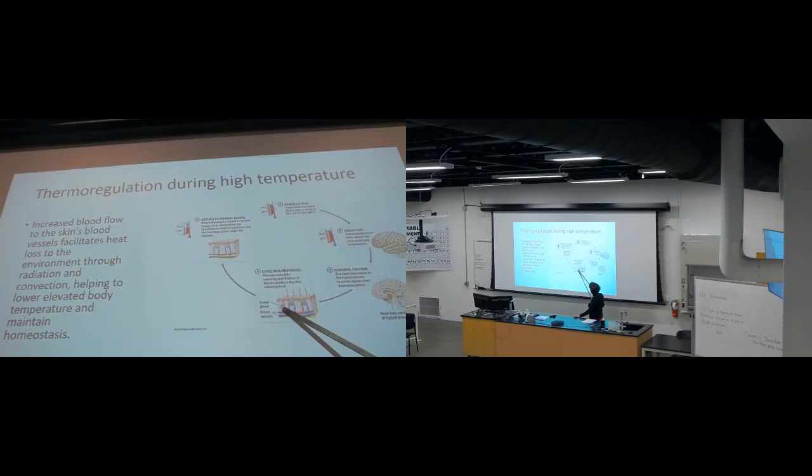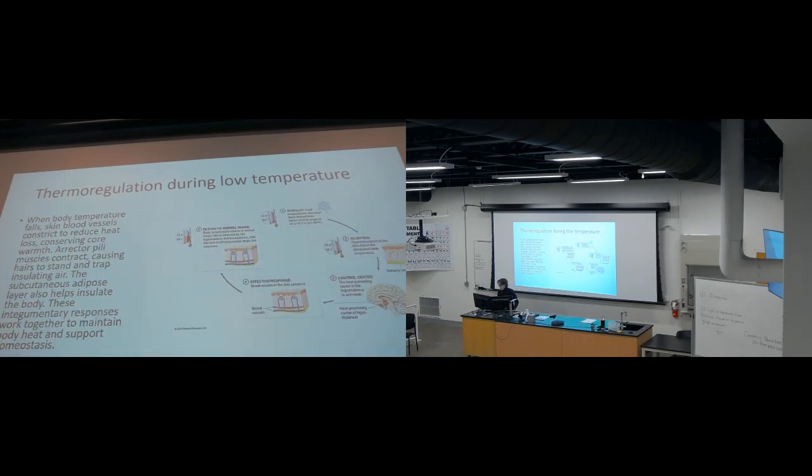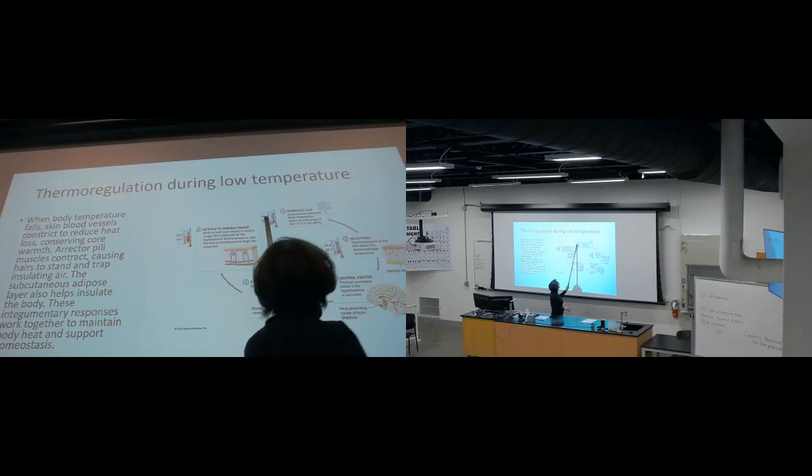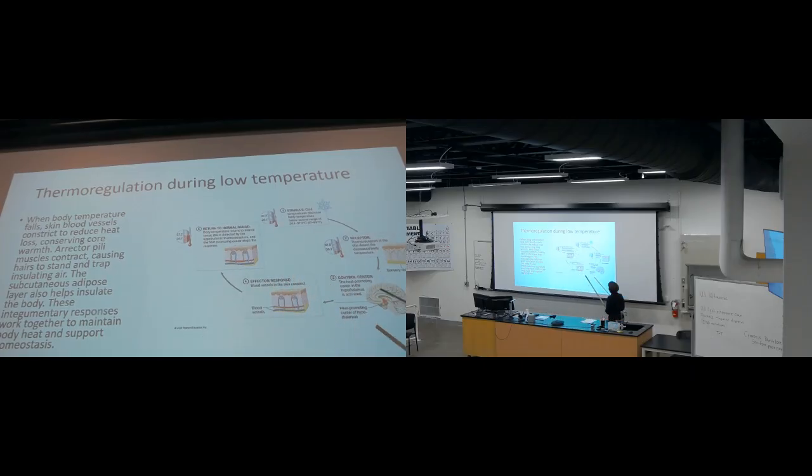And then you also start increasing the production of sweat, so you start sweating. Once you go back to 37.2, your blood vessels return to normal, so you don't have as much blood flow. So that's during high temperature. Now, what about when you have low temperature? Let's move from 37.2 to 36.1.